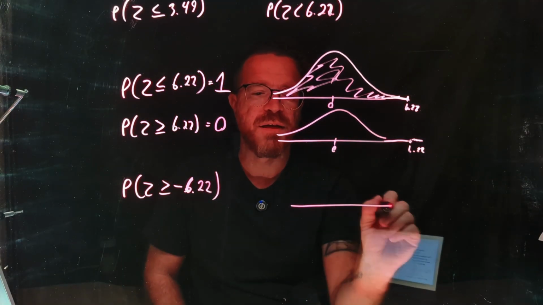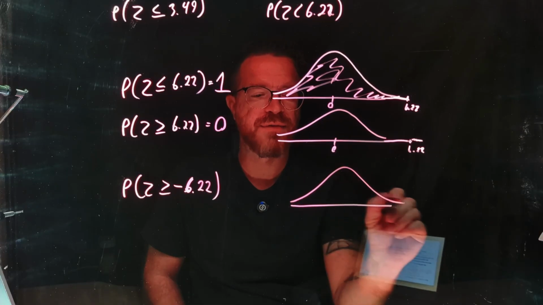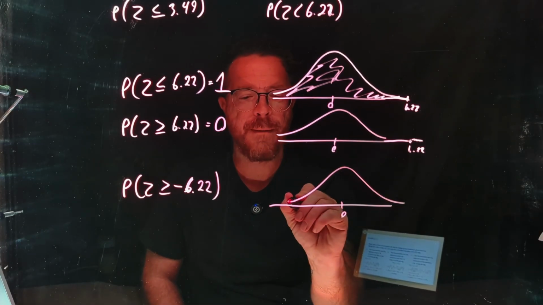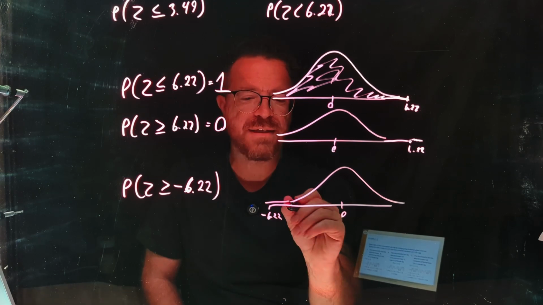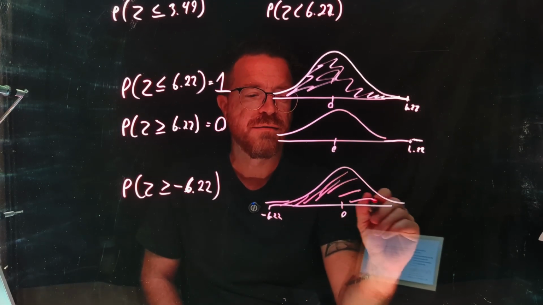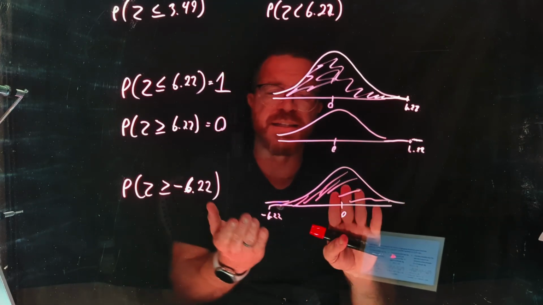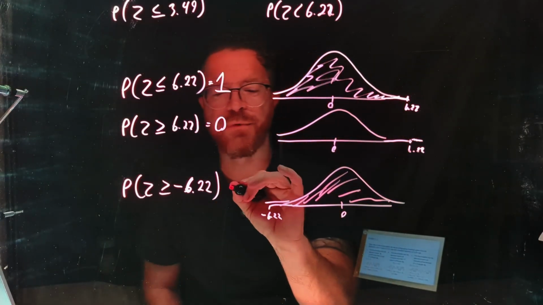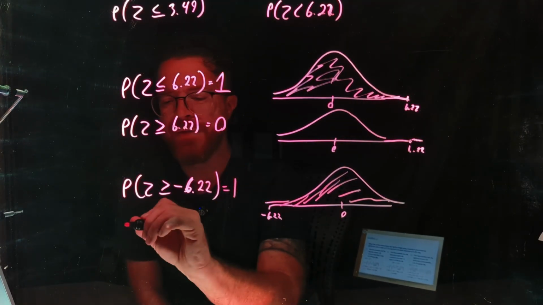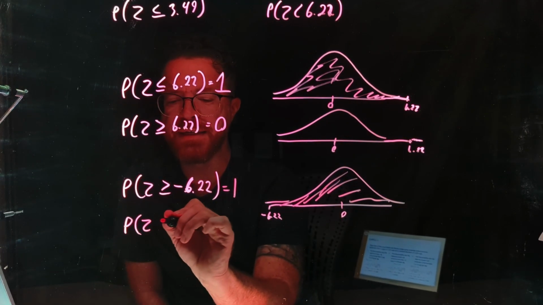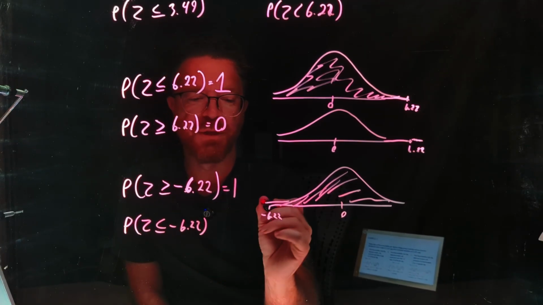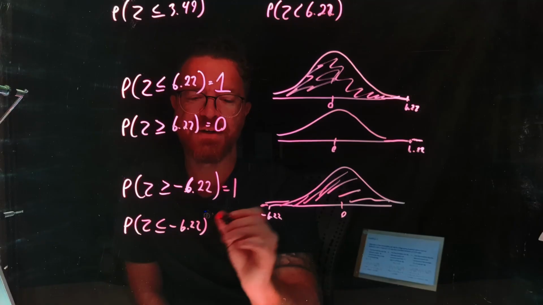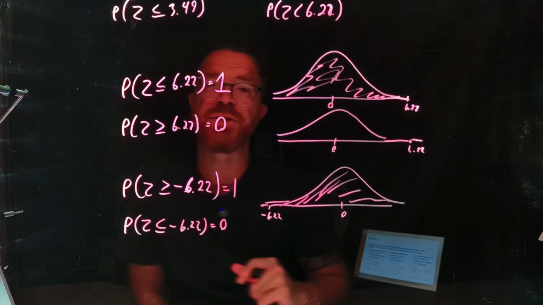This would be if I have everything to the left of some value way out here, and I look to the right, this is going to be pretty much everything, right? And if I did symmetry, it would be this first case. So this would be equal to 1. And then if I had the probability z is less than or equal to negative 6.22, this would be looking at what's the probability of this little bit down here. We're going to say that it's roughly equivalent to 0.